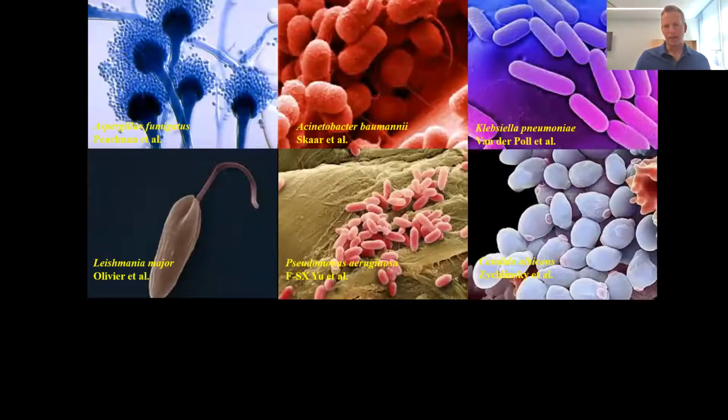So at this point, I'll just summarize and say that once we showed that calprotectin deficient animals are more susceptible to Staph aureus infection, a number of groups have shown in other infection models that the calprotectin deficient animals are more susceptible to a variety of fungal, bacterial, and parasitic infections.